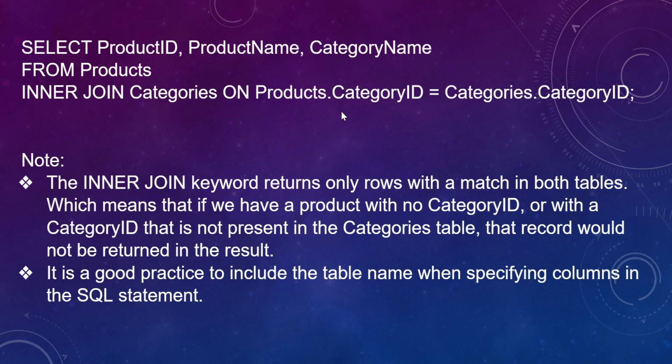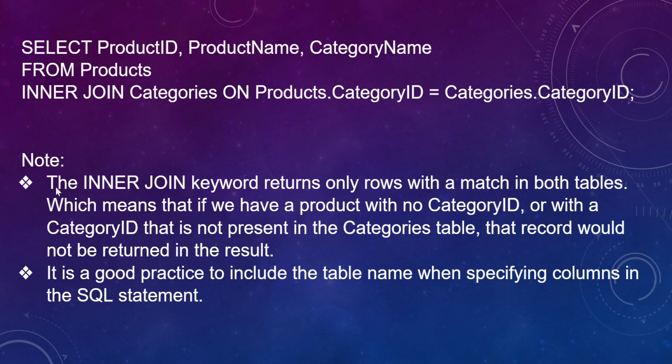Here the common column is category ID, and one category ID is coming from the product table, whereas the second category ID is coming from the categories table. And this is how we can write the matching criteria. So this is our final query, and when we execute this query, both these tables will be joined with the help of this inner join.